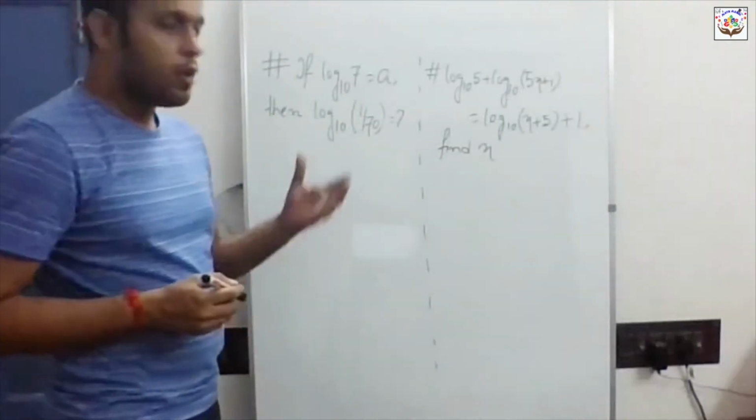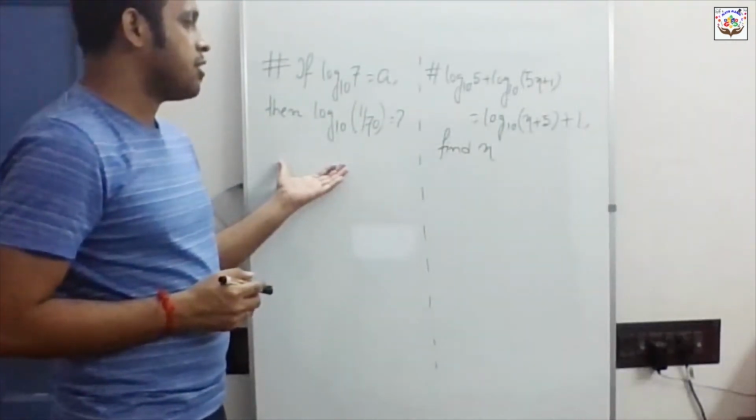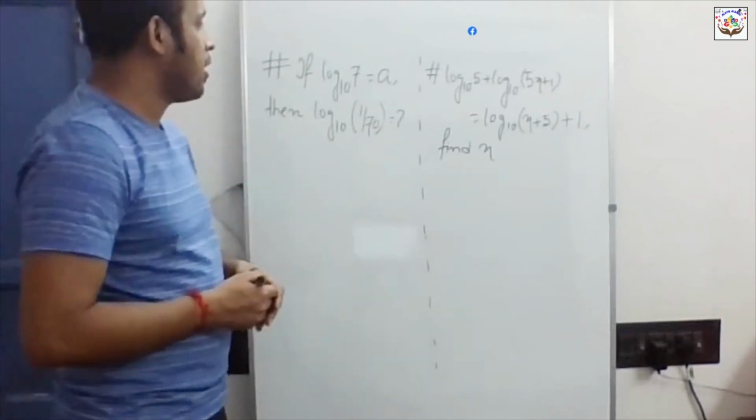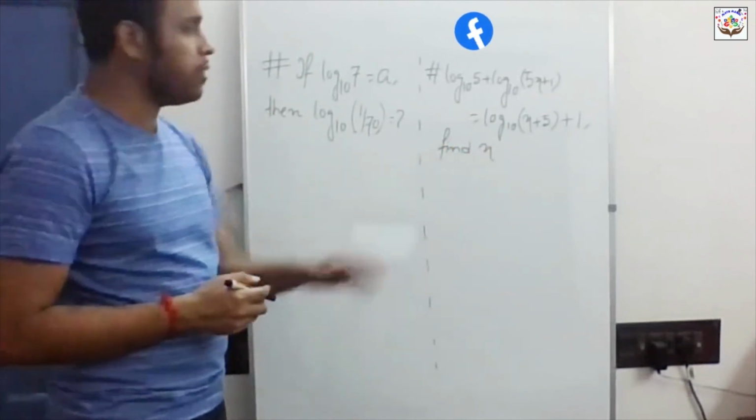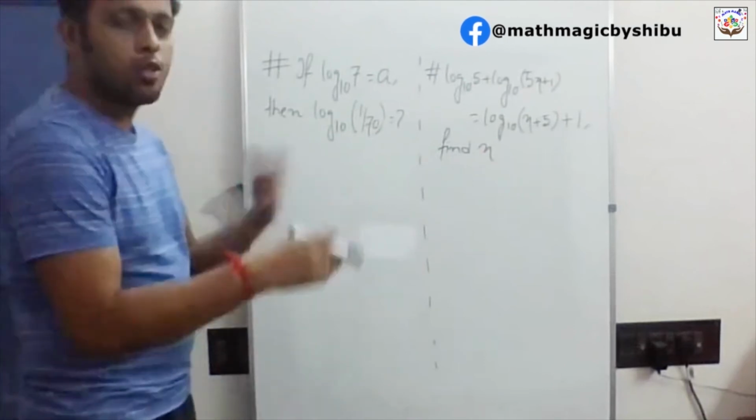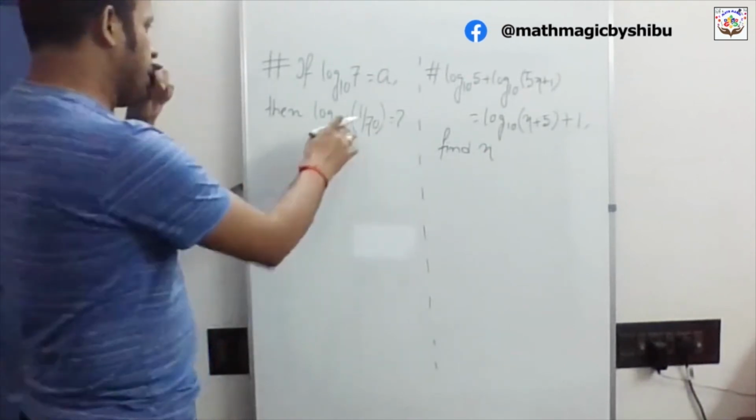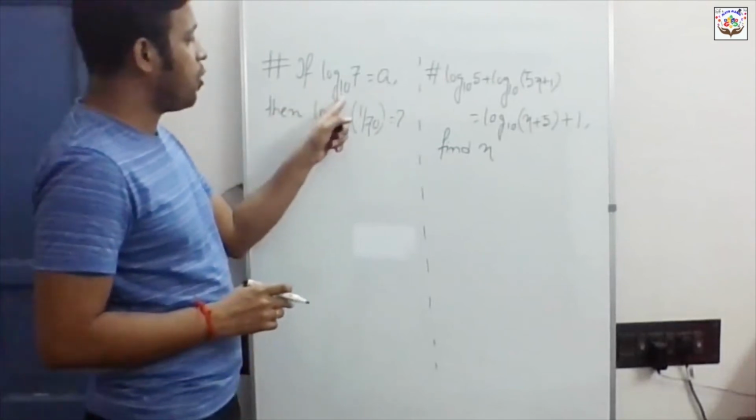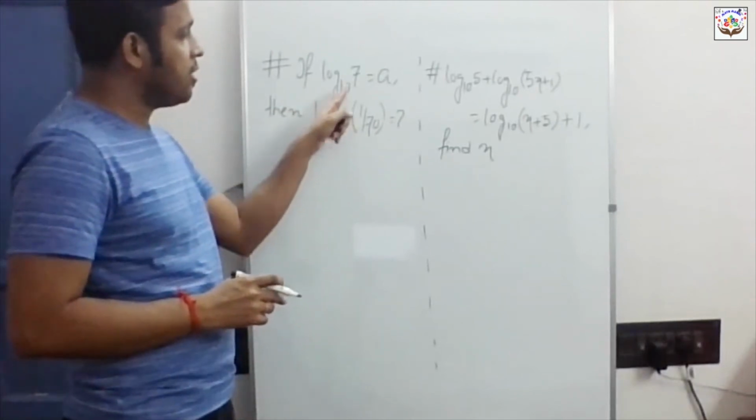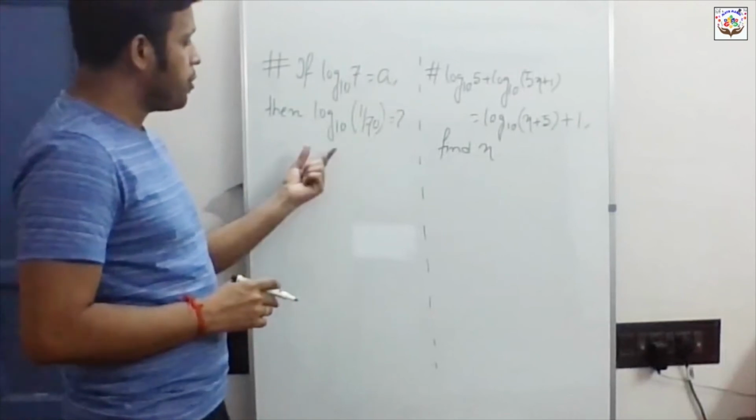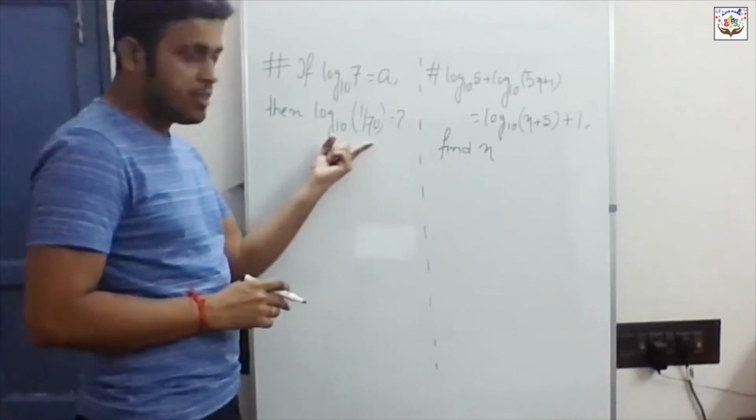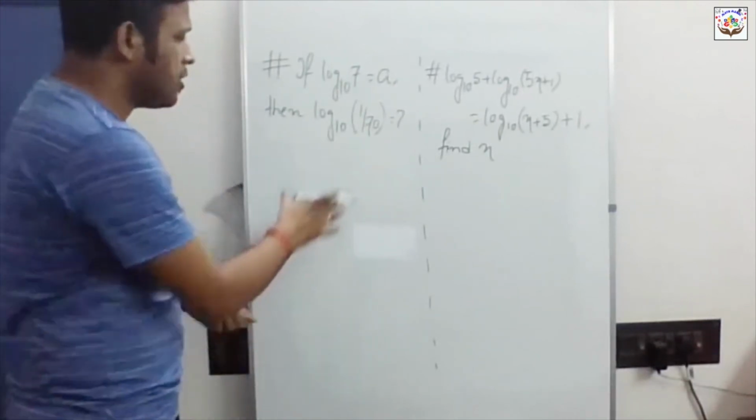Okay. Our next two problems, these two. So let us solve one by one, as always I do. In this problem it is given log base 10 7 equals to a. We need to find log base 10 1 by 70. This is easy one.